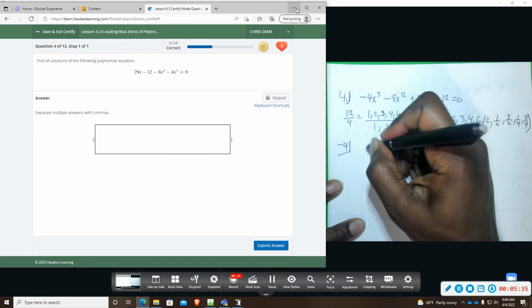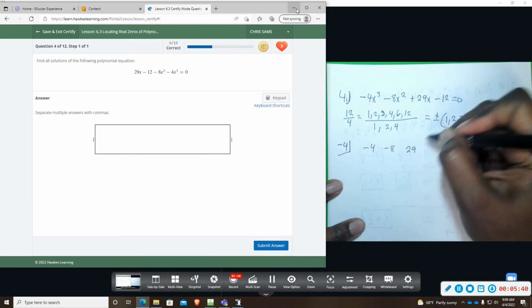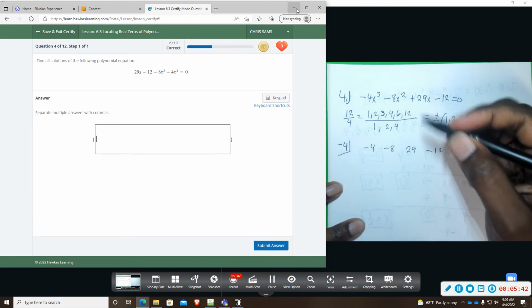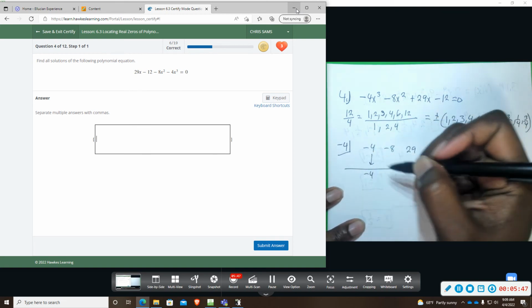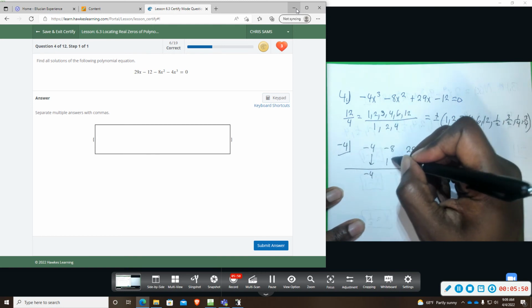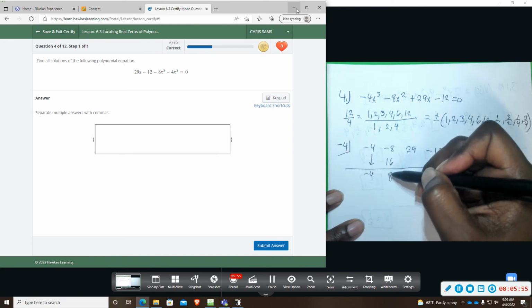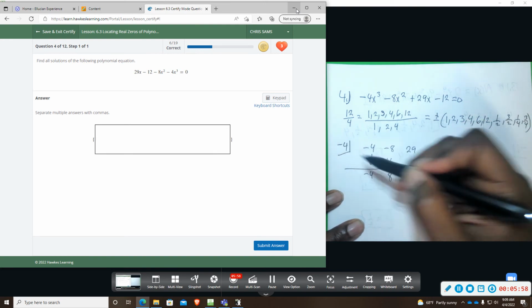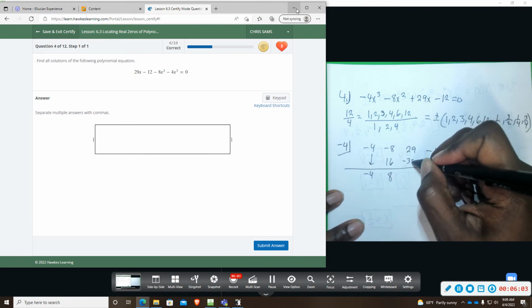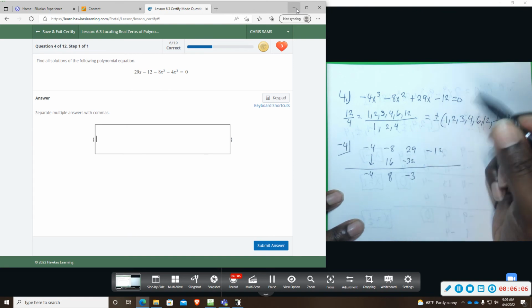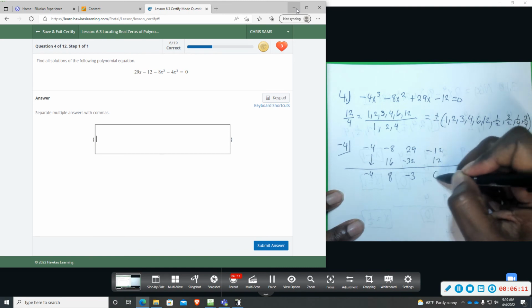And then I'm going to list -4, -8, +29, -12. Bring down -4. -4 times -4, +16. Combine, we get a +8. -4 times +8 will give us a -32. Combine, we get a -3. -4 times -3, +12. Combine, we get 0.